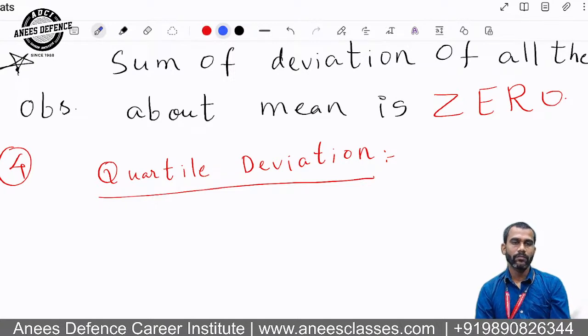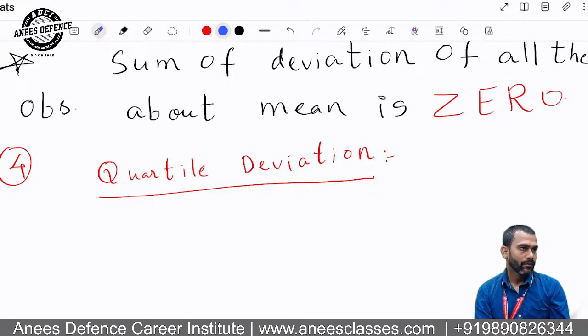First of all, what is the meaning of quarter? One fourth. Quadrant? One fourth. Yes or no? So quartile means we have to divide the whole data into how many parts? Four equal parts. Suppose 19 observations are there, or maybe 20 observations.